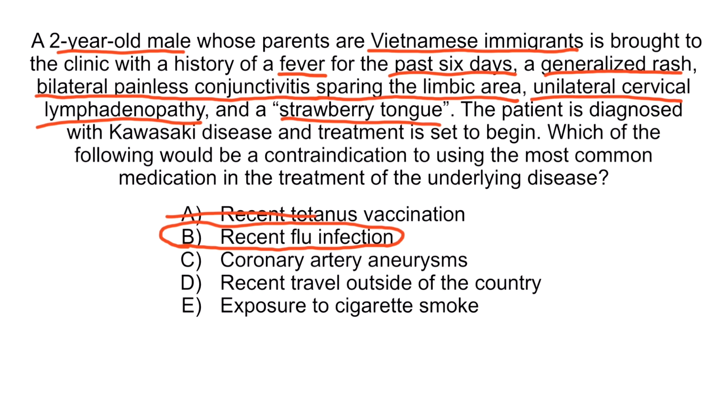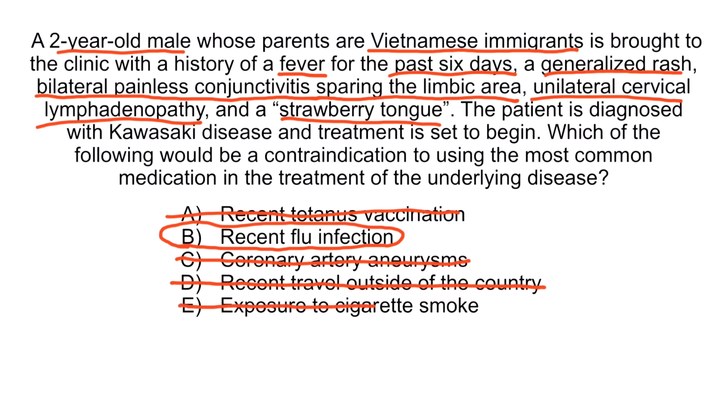Now, answer choice A is incorrect because a recent tetanus vaccination does not contraindicate the use of aspirin or IVIG. Now, answer choice C is incorrect because coronary artery aneurysms are a possible complication of Kawasaki disease, but their presence doesn't contraindicate the use of aspirin or IVIG. In fact, it's their presence that is really what you're trying to prevent or prevent from worsening with aspirin and IVIG. Answer choice D is incorrect because recent international travel could be a contraindication to using strong immune suppressing medications, but it doesn't contraindicate the use of aspirin or IVIG.